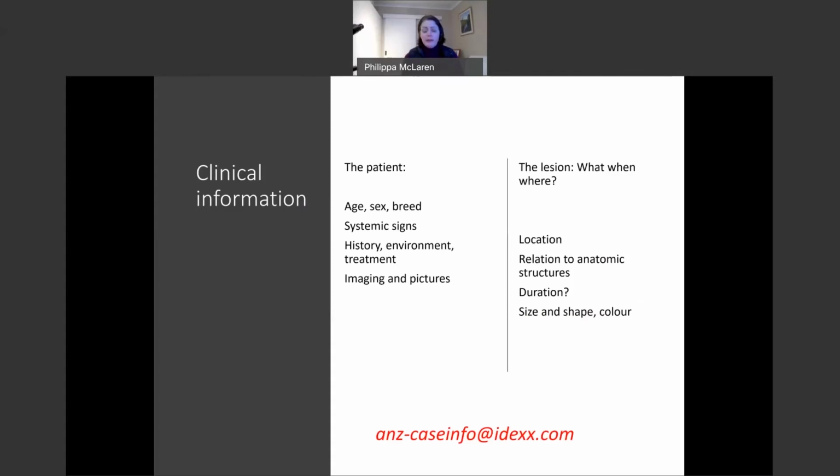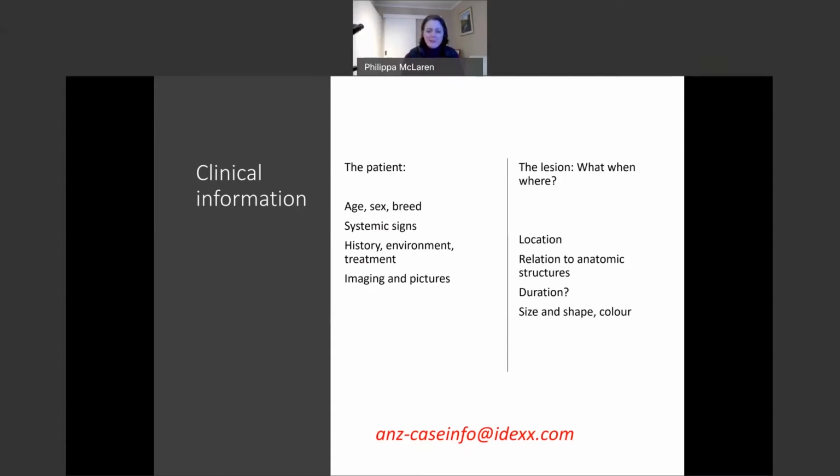We want to know the age, the sex, the breed, and if relevant, things like production status. We'd like to know the systemic signs. We don't necessarily want 10 pages of history that relates to vaccination and dog food sales, but if you can summarize for us in a brief form, that is very, very much appreciated. Information on what you've given the animal already and what the environment might mean for this lesion or condition is very important, not just for production animals, but also for our exotic species and our companion animals.